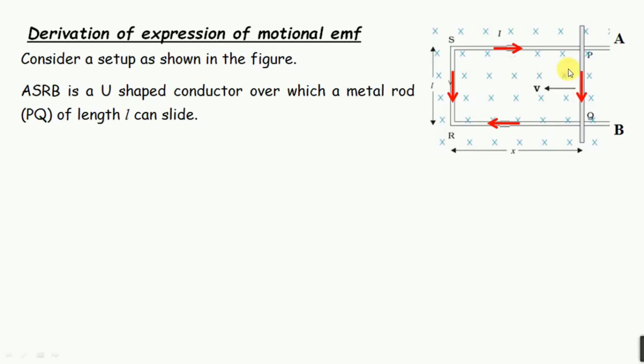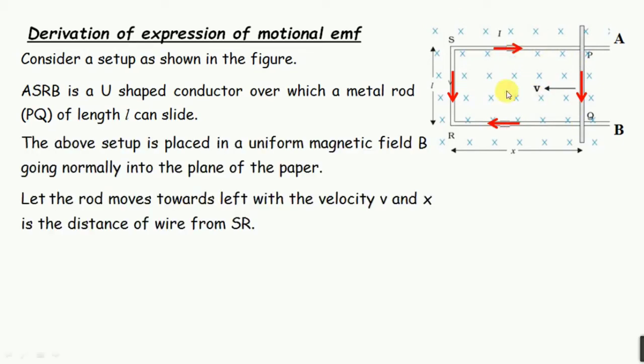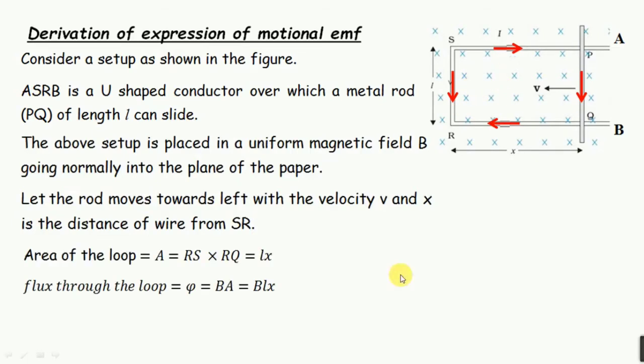As we have already discussed, this is the U-shaped conductor, and this rod PQ can slide over this U-shaped conductor. v is the velocity of the rod, and the magnetic field is into the plane of the screen. The area of the loop is given by length into breadth. Length is L, breadth is x, so area is L into x. So flux through the loop is magnetic field into area, where B is the magnetic field and Lx is the area.